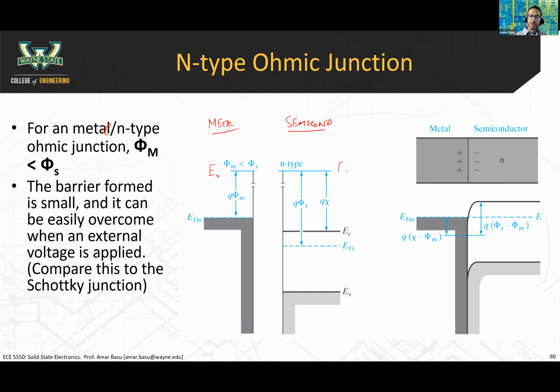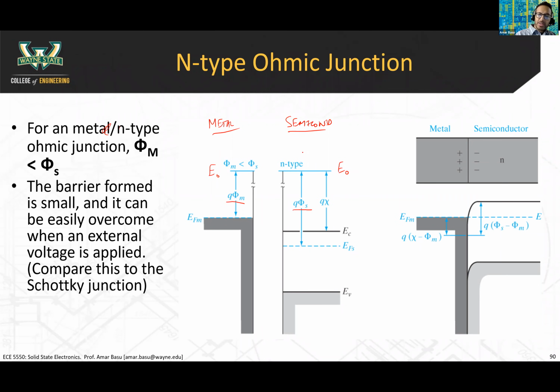If you want, you can start by drawing, by lining up the E zeros, or you can go directly to the equilibrium band diagram, which is shown on the right. So here you can see that phi m is less than phi s.